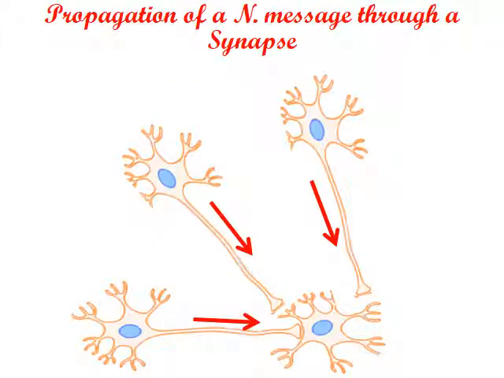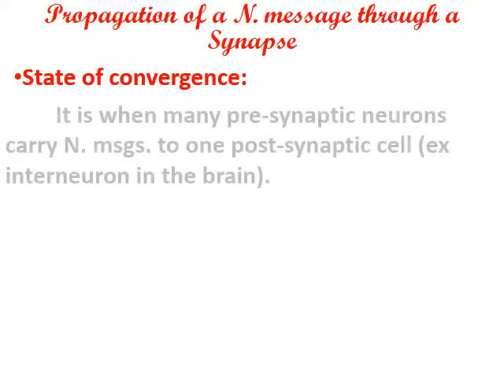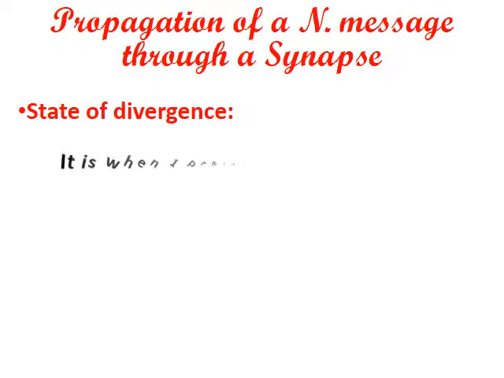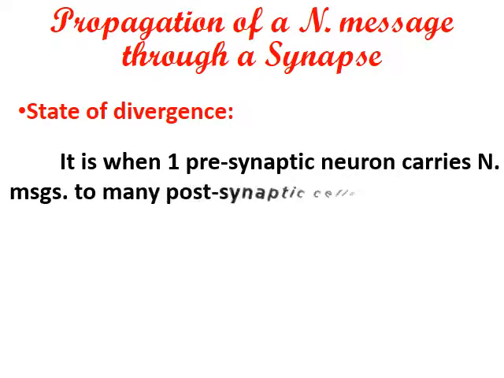Propagation of the nervous message through a synapse. We have the state of convergence. In the state of convergence, we have many presynaptic neurons that carry nervous messages to one postsynaptic cell. An example of this is the interneuron inside the brain. This is the state of convergence, while the other state is the state of divergence. Divergence is when one presynaptic neuron carries nervous messages to many postsynaptic cells.